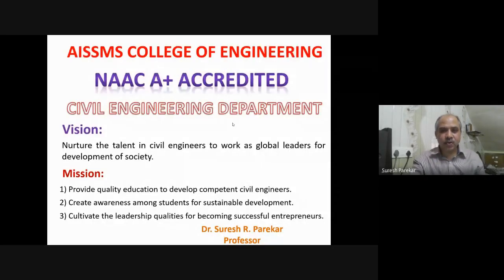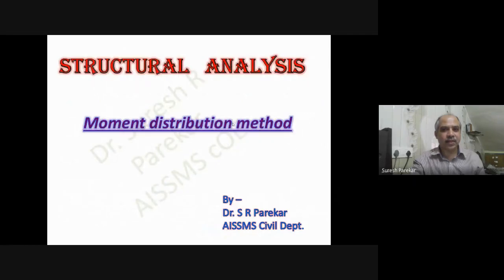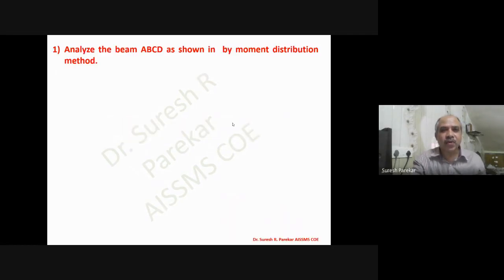So today we will go with the moment distribution method, and we are going to apply it for frames. We are going to consider around 5 problems, and we will go a little bit fast. Fixed end moments and distribution factors we will not see in detail, because we are now well acquainted with these terms, so we will go a little bit fast.